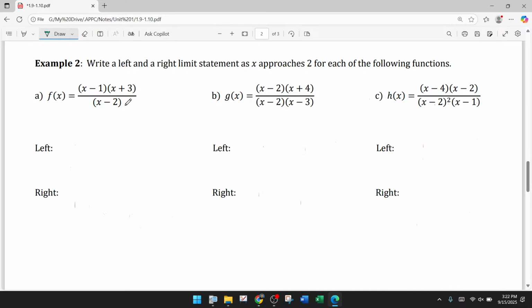We know, or you should know, that there's a vertical asymptote at 2. Nothing cancels out. So there's a vertical asymptote at 2. And so they're wanting you to write the left and right statements as x approaches 2.